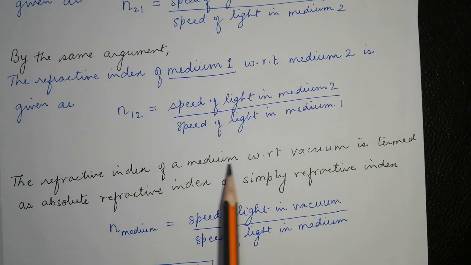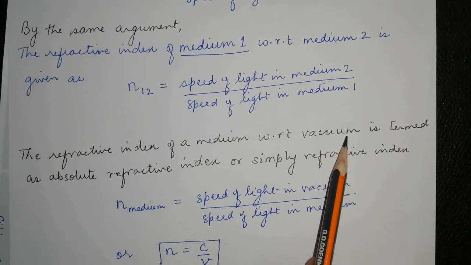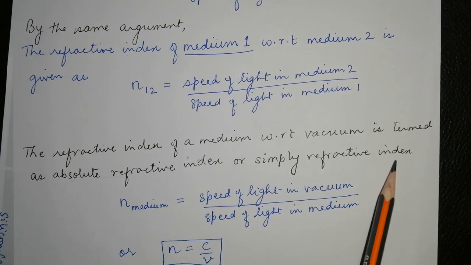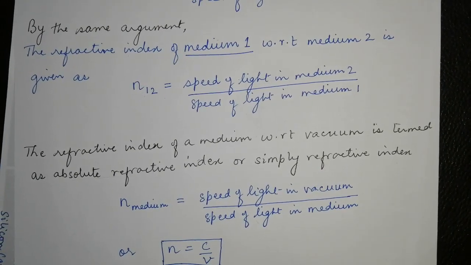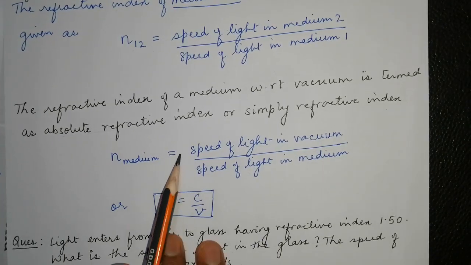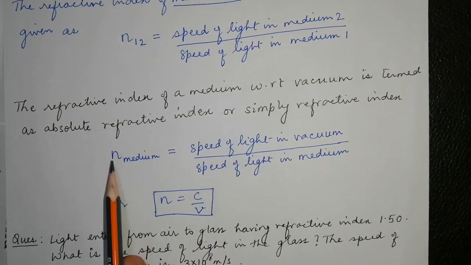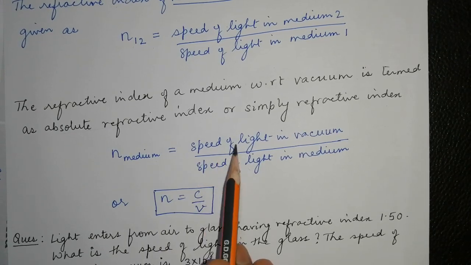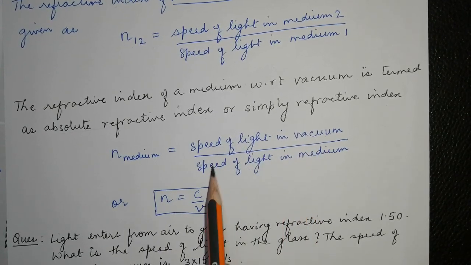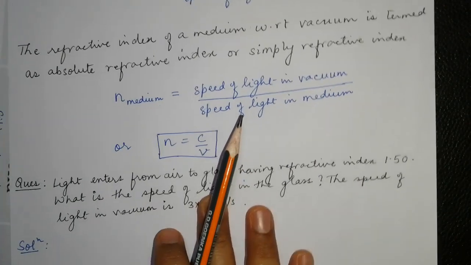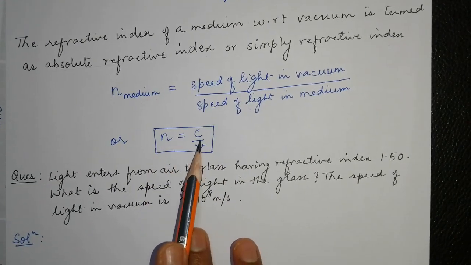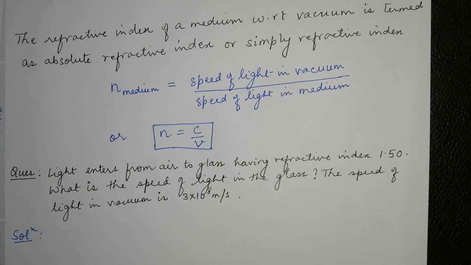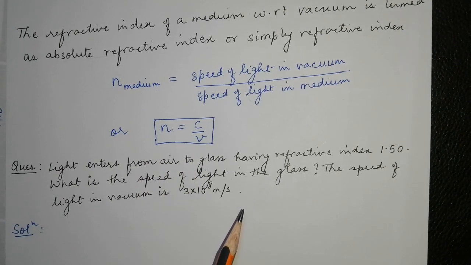The refractive index of a medium with respect to vacuum is termed as absolute refractive index or simply refractive index. So, the mathematical formula: N medium, that is refractive index in a particular medium, is nothing but the ratio of speed of light in vacuum upon speed of light in the medium. So it is written as N is equal to C by V. Now we have this formula and we are in a position to solve some questions.